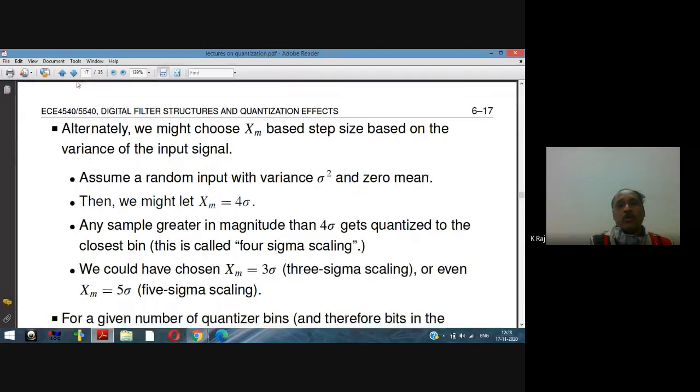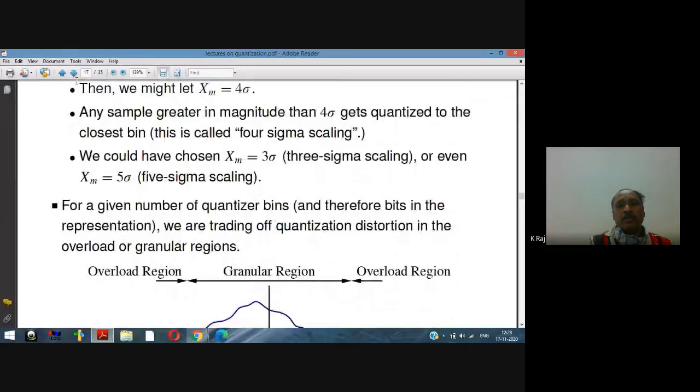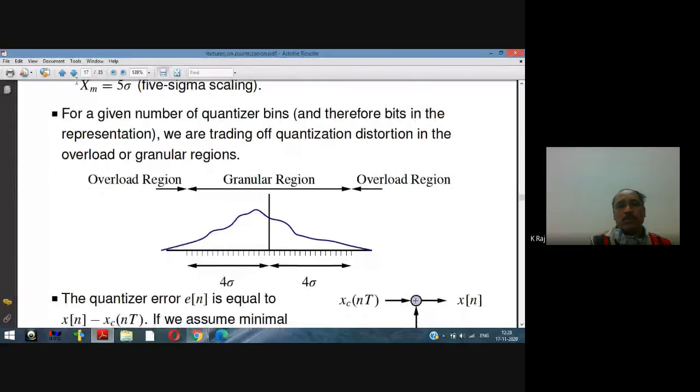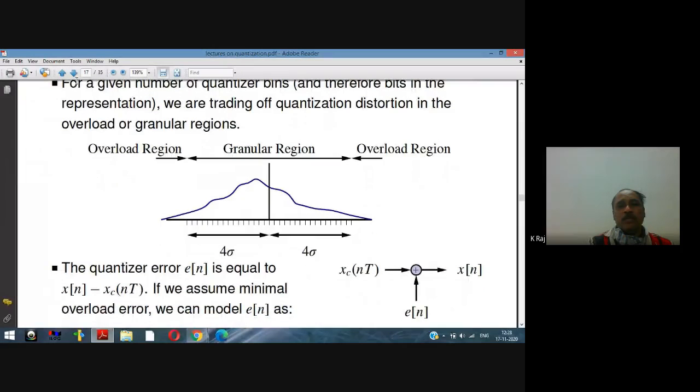Now, if we try to analyze this, that is, xm is 4 sigma, and we will try to analyze what is the overload region and what is the granular region of the error here. This middle one is the granular region, and towards the right side and the left side, this one is the overload region here.